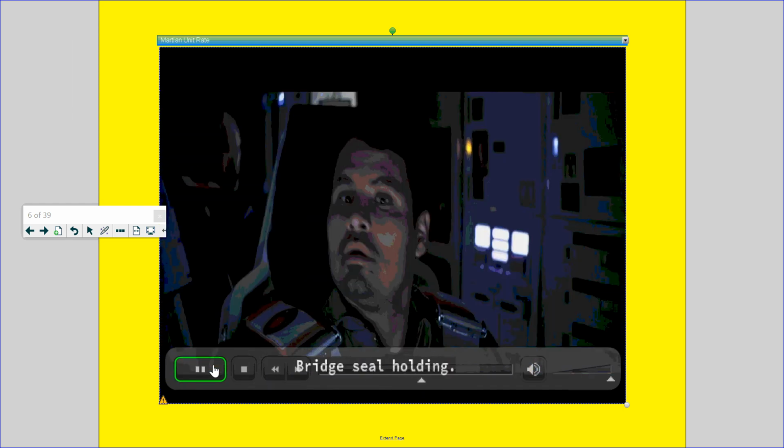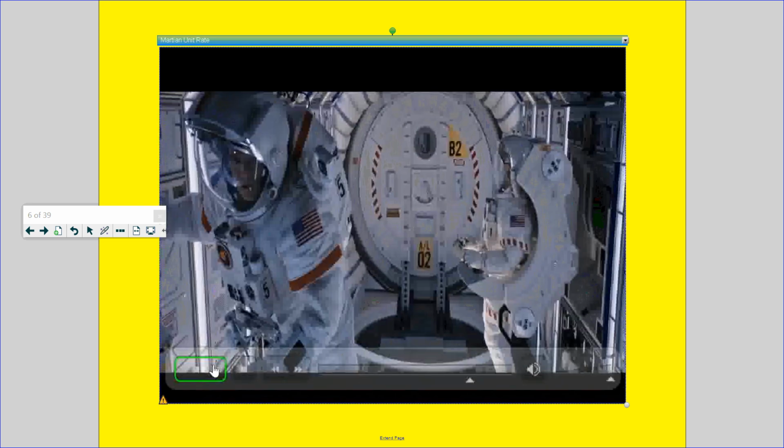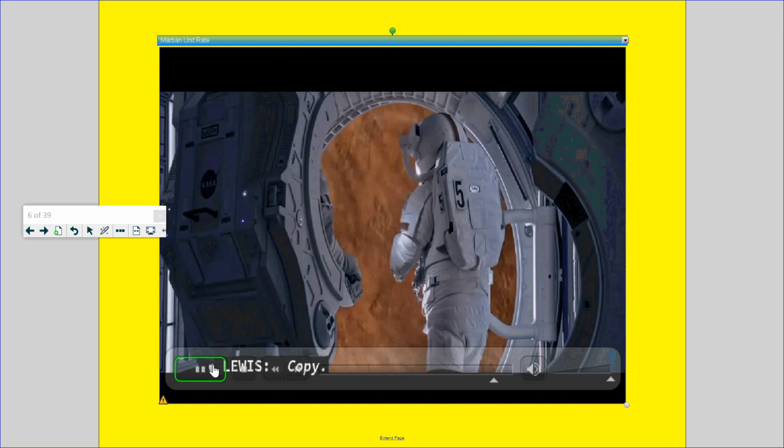Bridge still holding. What's the damage? Worry about that later. What's the relative velocity? 12 meters per second. Copy.